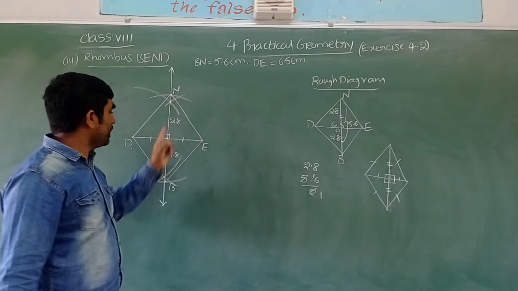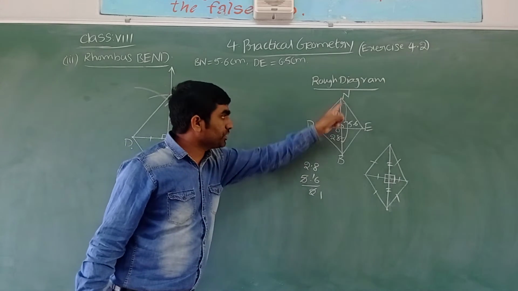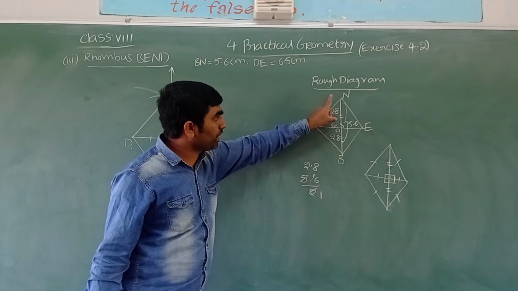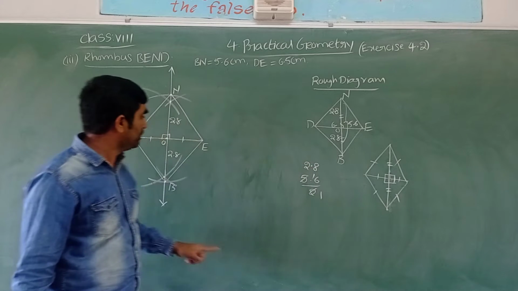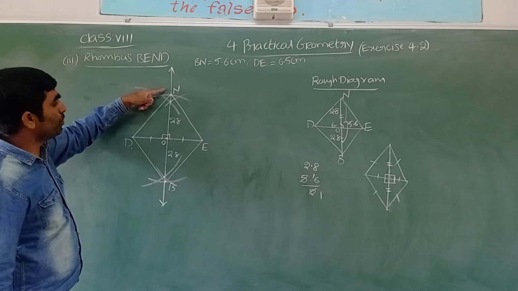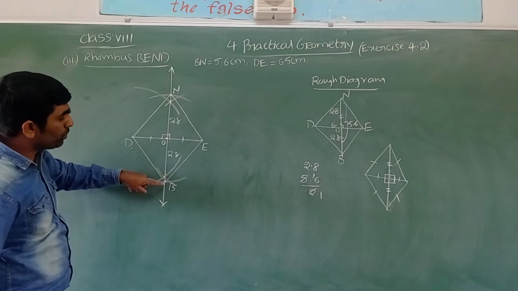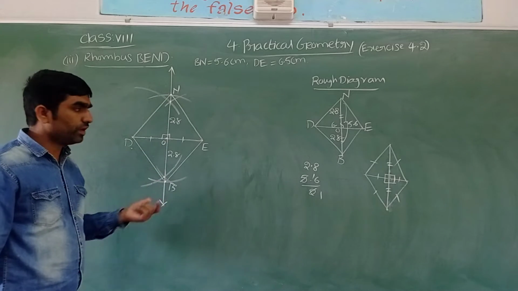How did I take the points N and B? Sir, total length is 5.6. As we know, diagonals bisect each other. So half of 5.6 is 2.8. So above this O we can take 2.8, below this we can take 2.8, and draw the arc. Hope it is clear.